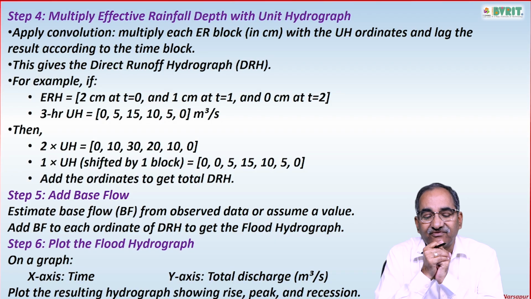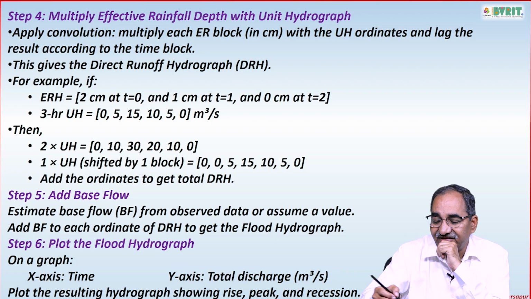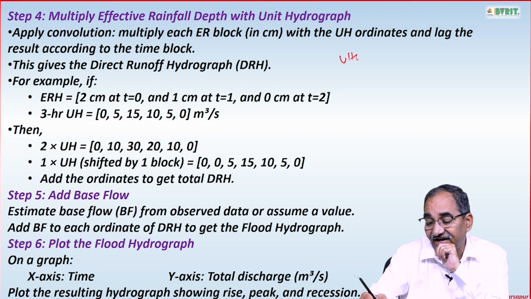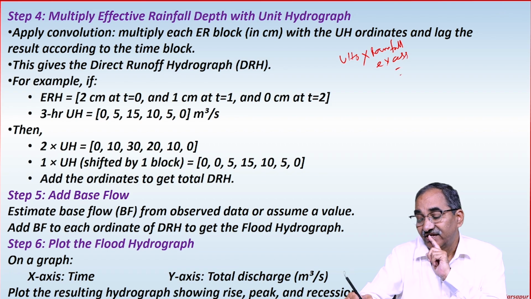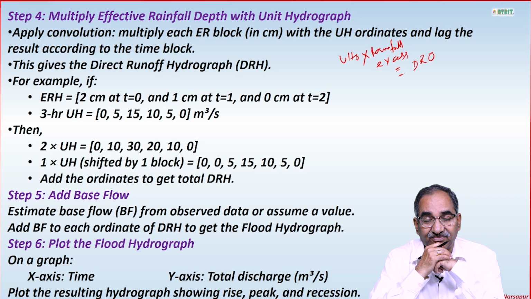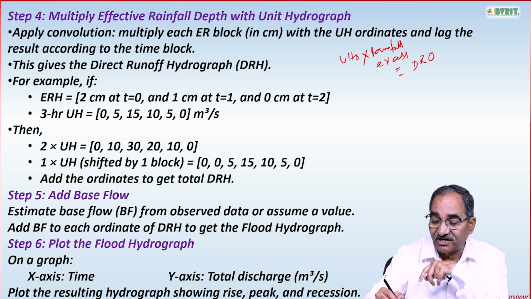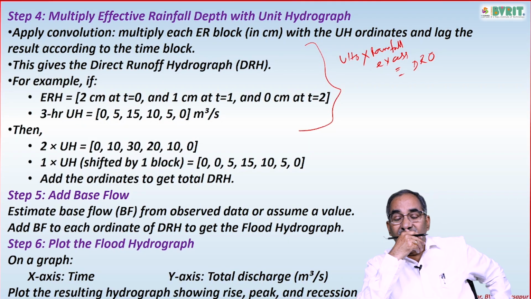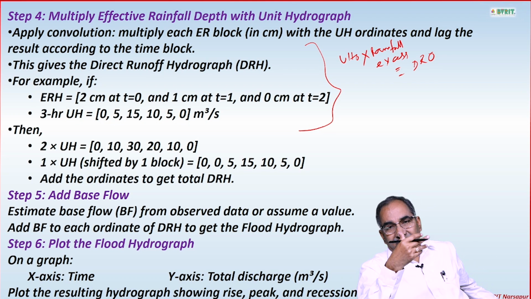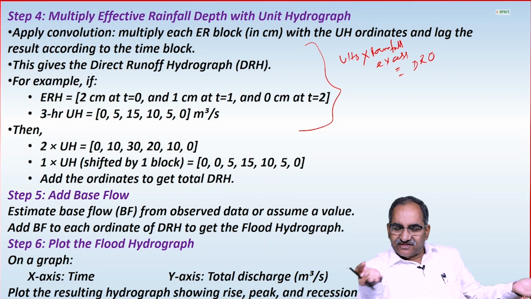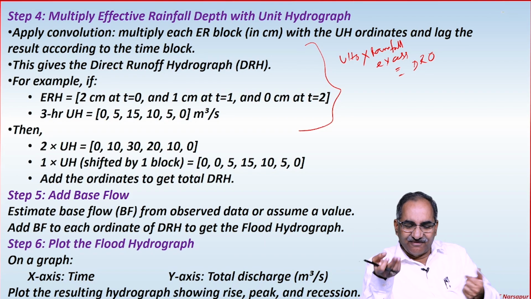Then coming to the next one: the unit hydrograph ordinate multiplied by the rainfall excess gives you the direct runoff ordinates. That is the next step. Please go through this step completely. So unit hydrograph ordinates multiplied by rainfall excess is equal to the depth of the direct runoff ordinate. That's what you have done previously, right?